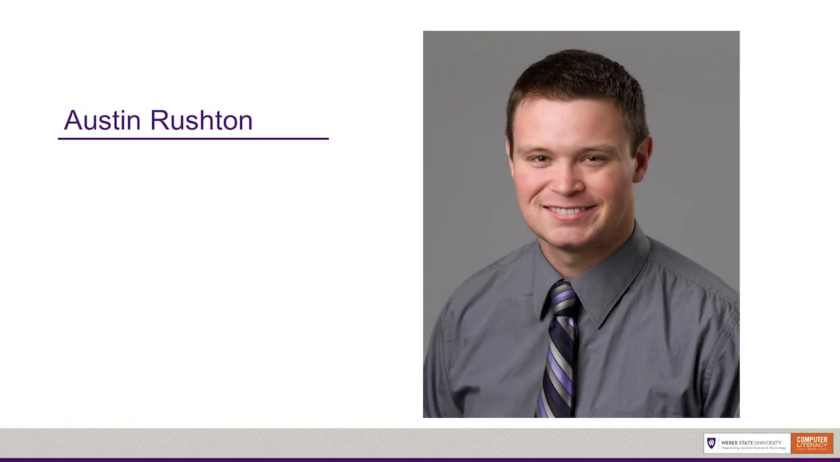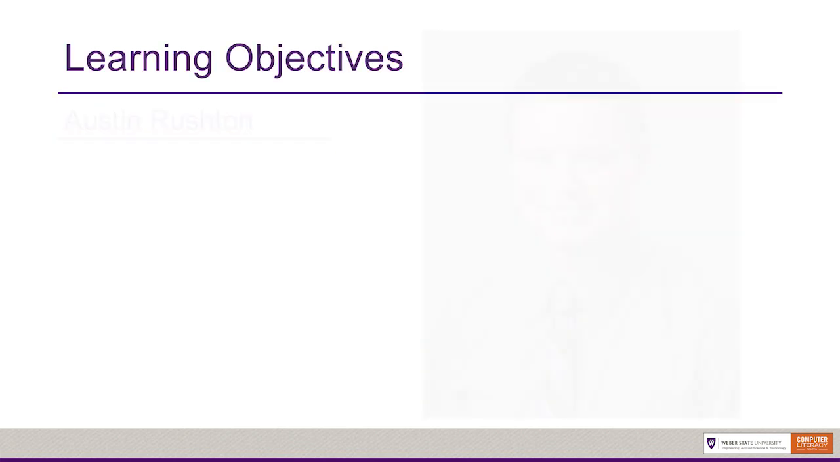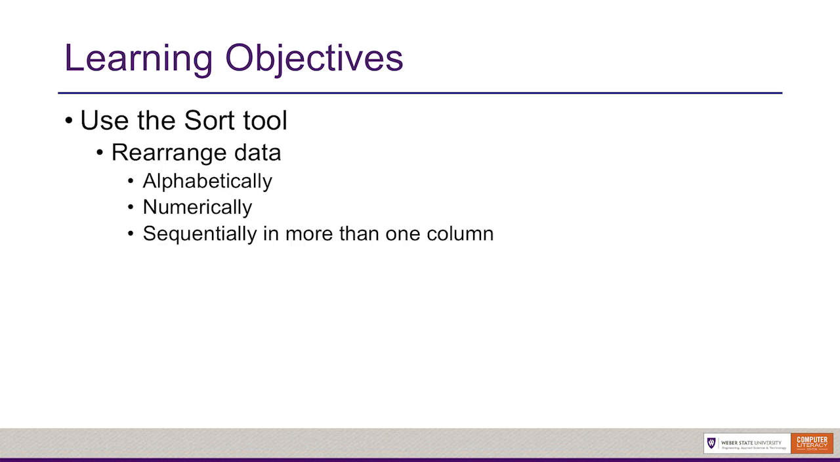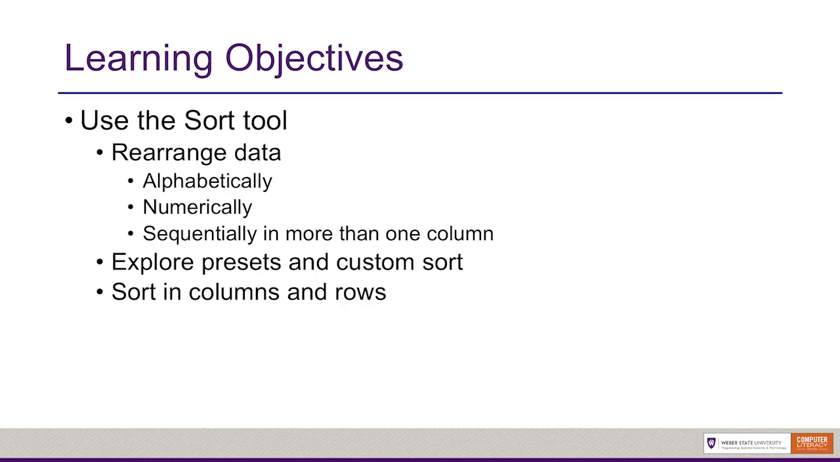My name is Austin Rushton, and in this video, we'll be learning how to sort and filter data in Microsoft Excel. We'll have a few learning objectives for this video. To begin, we'll be using the sort tool to rearrange a data set a few different ways: alphabetically, numerically, and then both ways sequentially. Excel has some preset sort functions that can speed things up, so we'll explore that option as well as specify custom sort functions. We'll do this in columns of our dataset, as well as demonstrate how it could be done in rows.